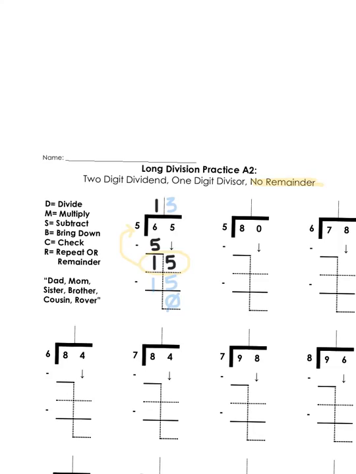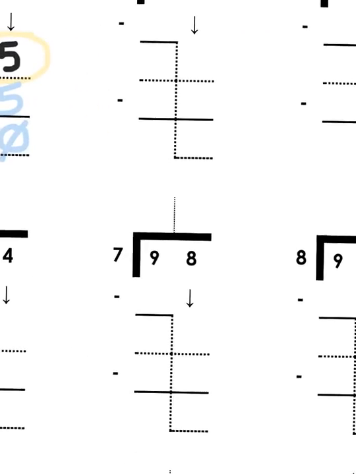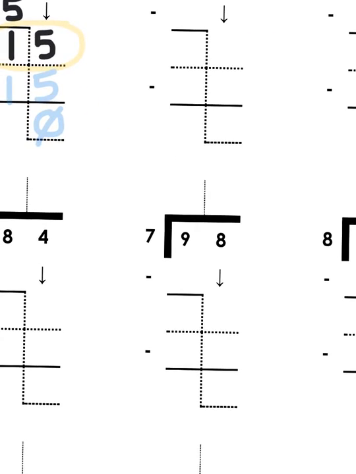Okay, let's take a look at a different problem. 98 divided by 7. Again, I'm going to start with division. How many groups of 7 can I get out of 98? Well, I know I can get at least 10 groups because 1 times 7 is 7. So I multiplied. Now I'm going to subtract. 9 minus 7, that's going to leave me 2. I'm going to bring down the ones place value, 8, so that makes my new number 28.